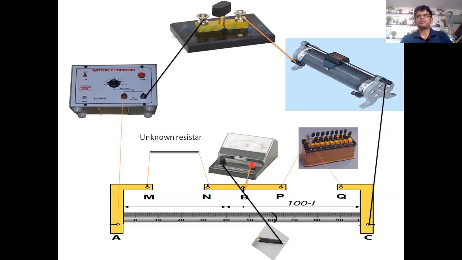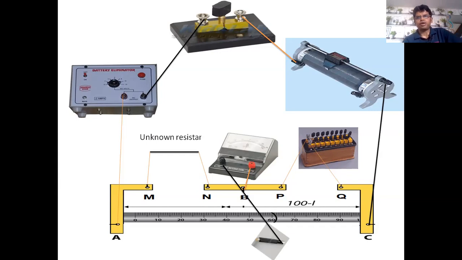Every time, start from 20. So in this R box you open 20 first. Then, with the jockey key, you move along the wire. Now first you check that your galvanometer moves to both sides. How? The jockey key is first put on the A side.